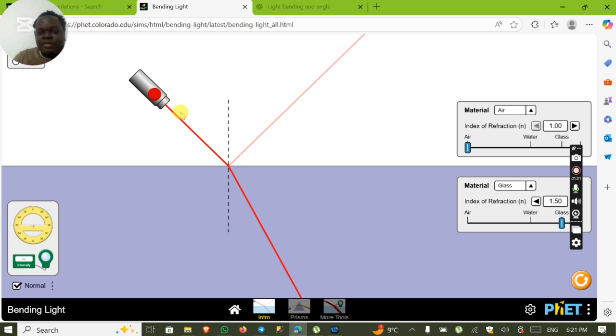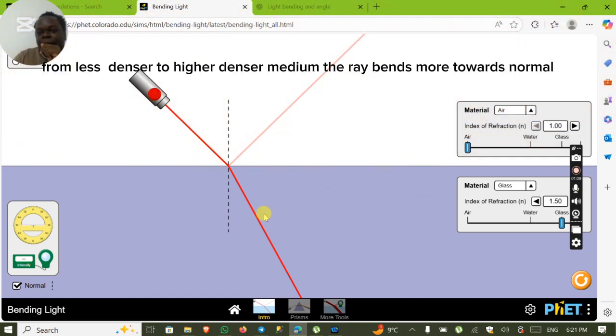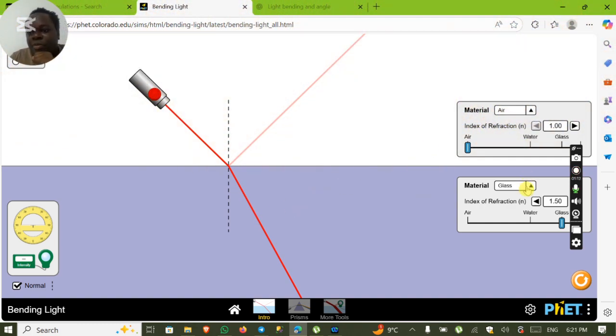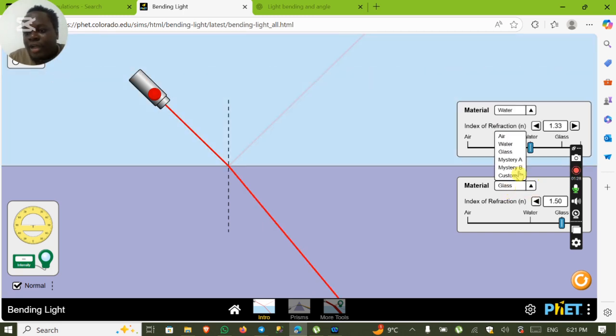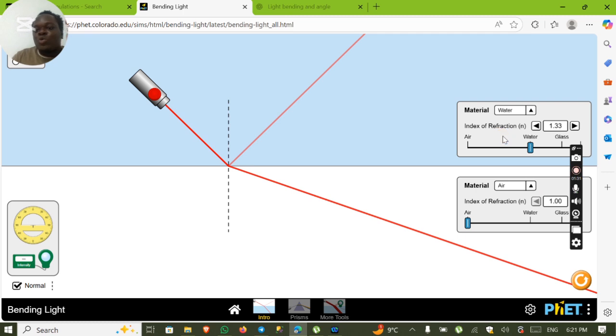Let's click it here and see. For example, you see this is our incident light, this is our normal line, and this is the refracted ray. Let's try another material, say glass, which is 1.5. The same thing, it bends but near the normal line. But if the light moves from a medium of higher density to a medium of lower density, for example from water to air, it will bend far away from the normal. You can see it from here.